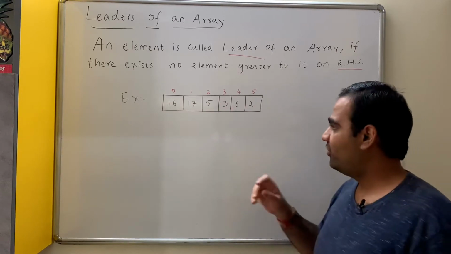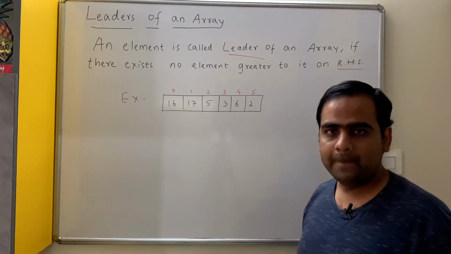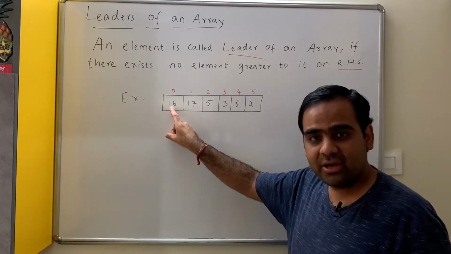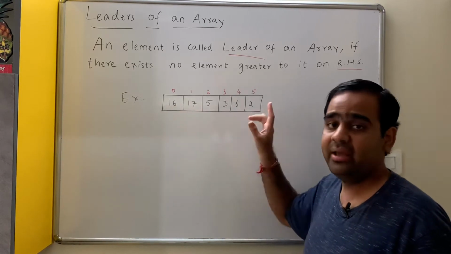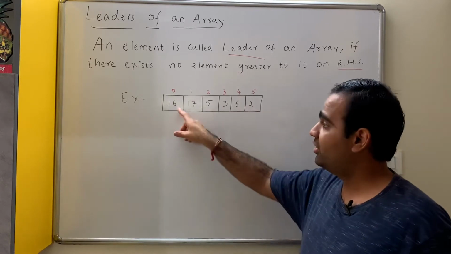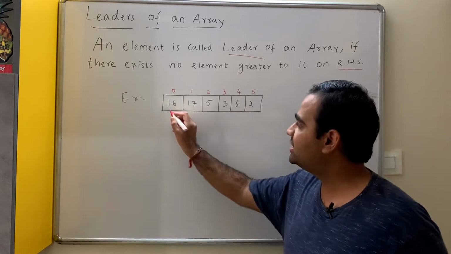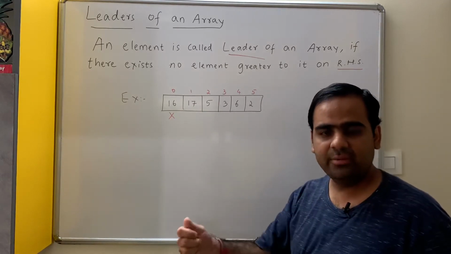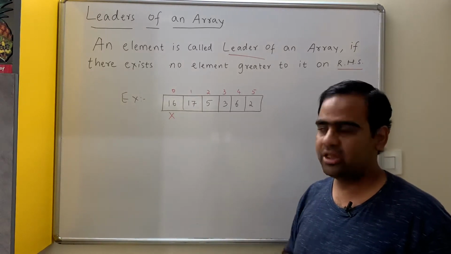Now we will find whether 16 is leader or not. Let us check, is there any element which is greater than 16 on RHS subarray? Yes. And what is that element? 17. Therefore 16 is not leader of an array because there exists an element greater to 16 on RHS subarray.